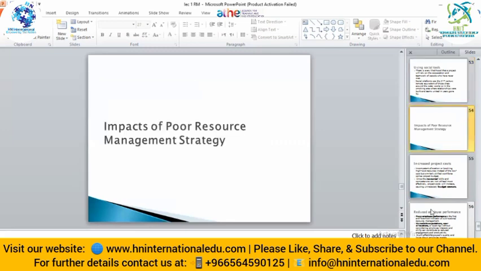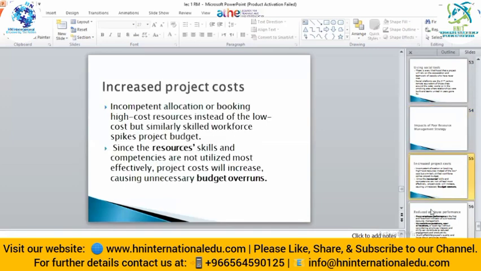If we are not managing our resources, what can be the impacts? The first thing is that it will increase the project cost. Incompetent allocation, or booking high cost resources instead of low cost but similarly skilled workforce, spikes the project budget. So we have to manage our resources according to budget. If we are poorly managing our resources, it will increase the budget and it will decrease the profitability.